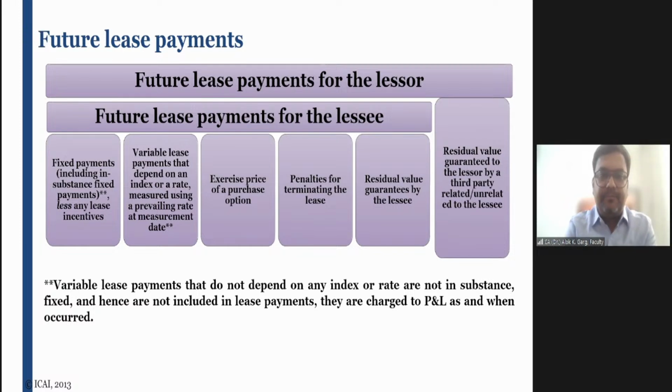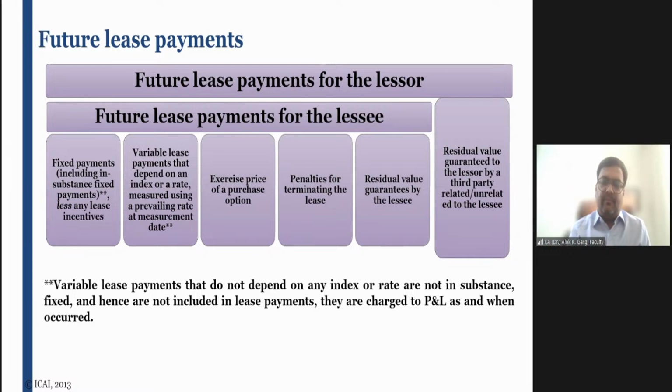Let's say Manoj has taken a car on a lease basis. I am the lessor, Manoj is the lessee. I am giving my car to Manoj on a lease rental basis. I am telling Manoj, this contract is for a period of 10 years, and every year you need to pay me an annual rental of 1 lakh rupees.